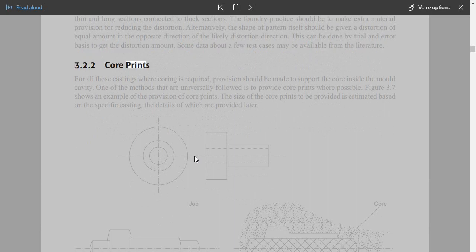3.2.2 Core prints. For all those castings where coring is required, provision should be made to support the core inside the mold cavity. One of the methods that are universally followed is to provide core prints where possible. Figure 3.7 shows an example of the provision of core prints.